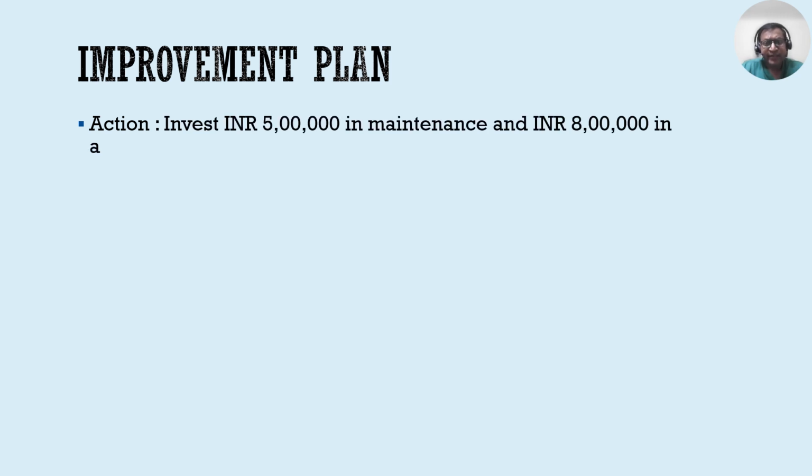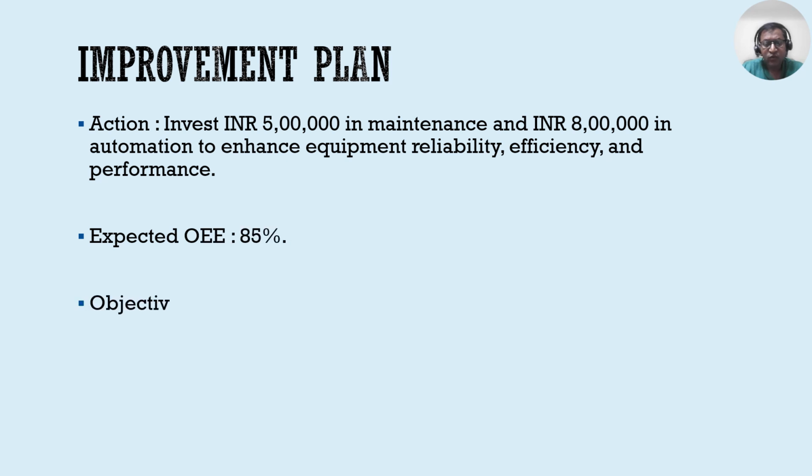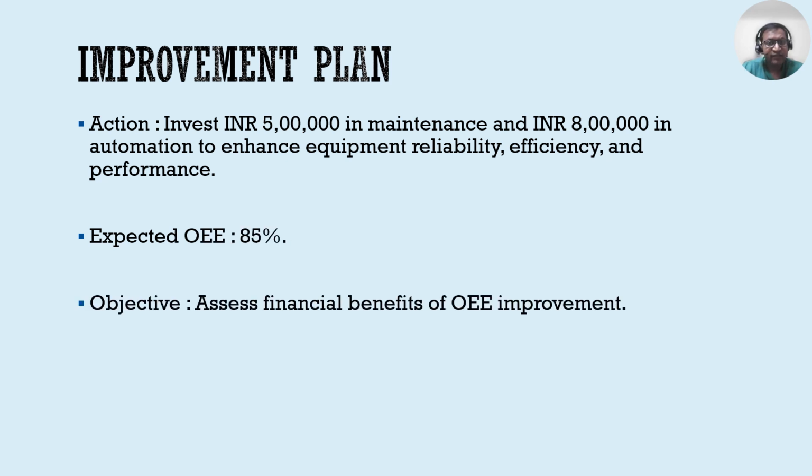Remember the company improvement plan. The company plans to reach the goal of 85% OE with the investment of 5 lakhs in maintenance and 8 lakhs in automation to enhance equipment reliability, efficiency and performance. The company put a lot of effort into achieving the goal by utilizing the provided funds for maintenance and automation of the equipment. Let's see how the company projects the proposal and assesses the financial benefits of OE improvement in the upcoming slide.